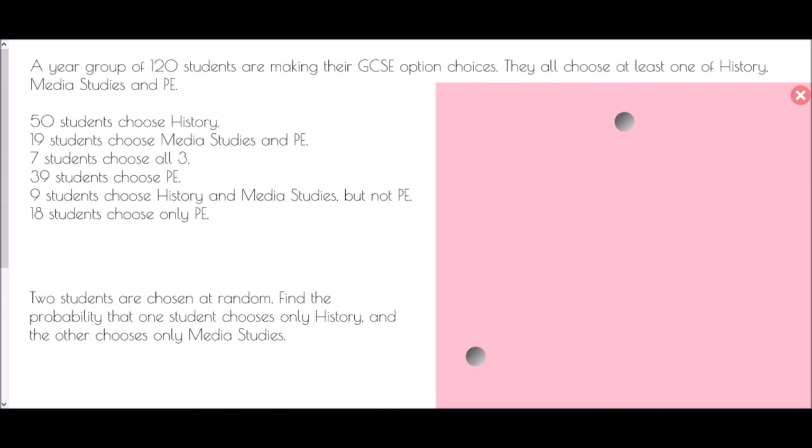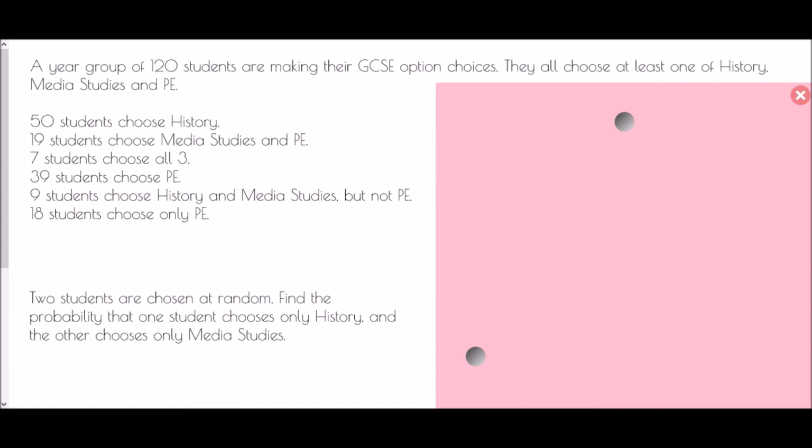Okay, so in the third example, we're now getting into the section that is really the higher GCSE versions of these questions. Lots of information and quite complicated ways of going around it. So we've got to take this very, very carefully. A year group of 120 students are making their GCSE option choices. They all choose at least one of history, media studies and PE.